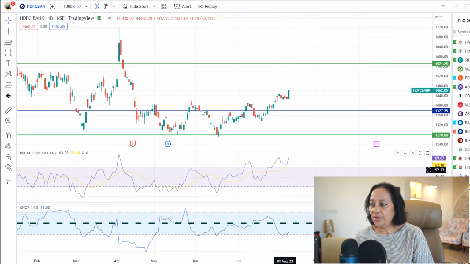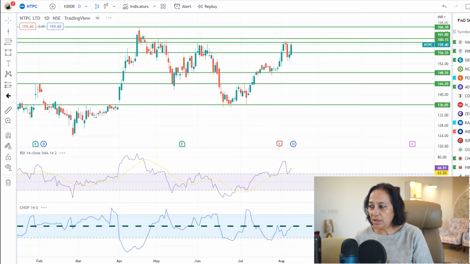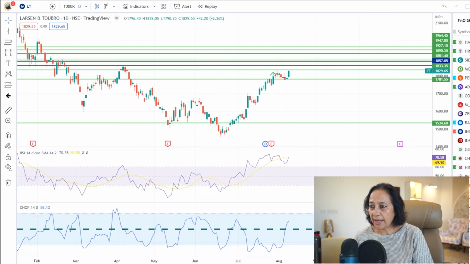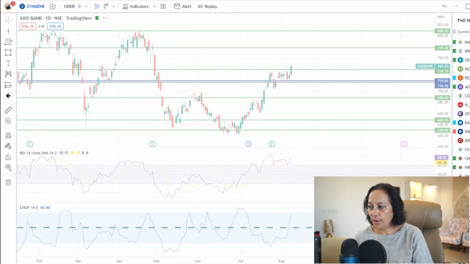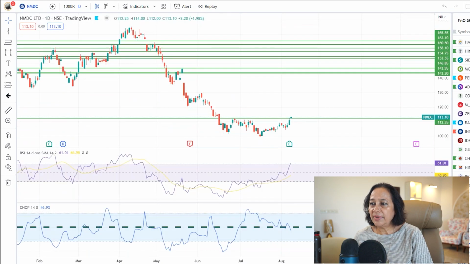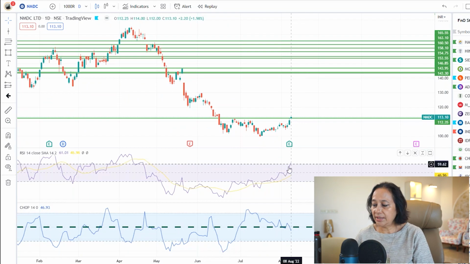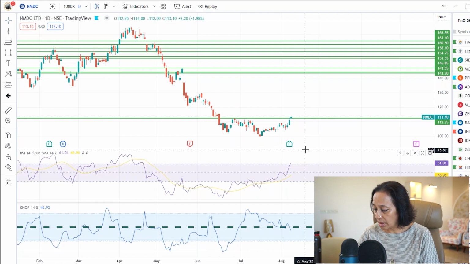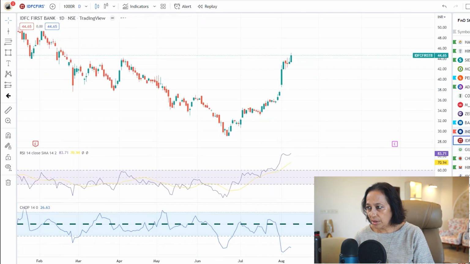HDFC Bank is gone out. NTPC, no. L&T, no. Axis Bank, no. Syngene, no. SR Transfer, no. BEL, no. NMDC, NMDC is a very good trade, right? Have a look at it. Choppiness is heading in the downward direction. RSI is heading up. So I'm going to write in my register these 3 stocks, MGL, and after a few days, we will come back to this video and discuss these 3 stocks, NMDC, and there was one more stock that we found looking pretty good.